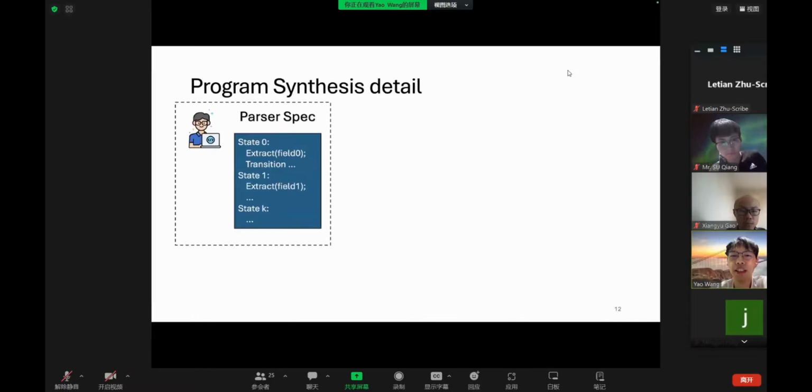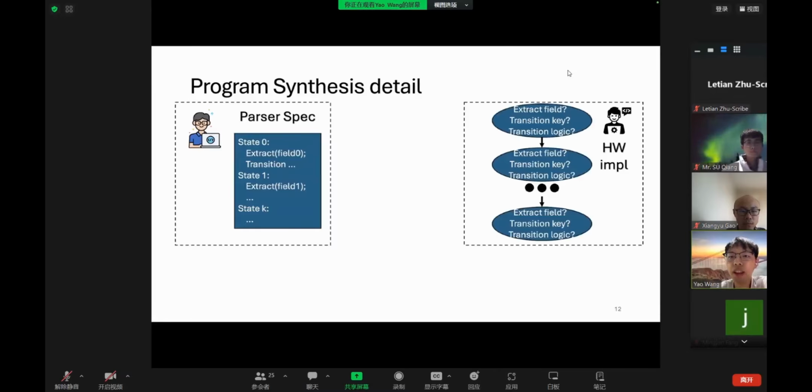Specifically, the synthesizer takes two inputs. The parser spec defines the input parser behavior, while the hardware implementation represents the target hardware's capability. It is a partial program asking what fields to extract, what the transition key is, and what the transition logic is in each parser state. We encode in the synthesizer the counterexample guided inductive synthesis loop, or CEGIS loop, in Z3 to output a generated parser implementation.